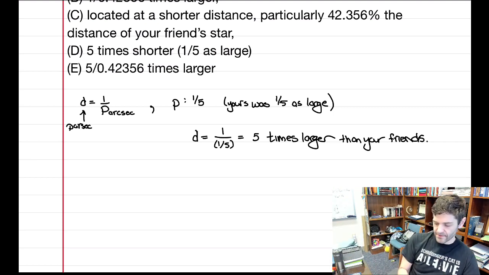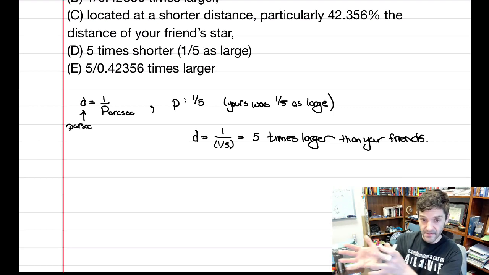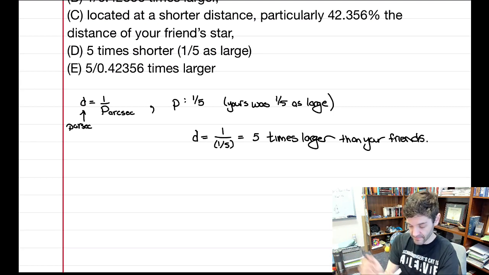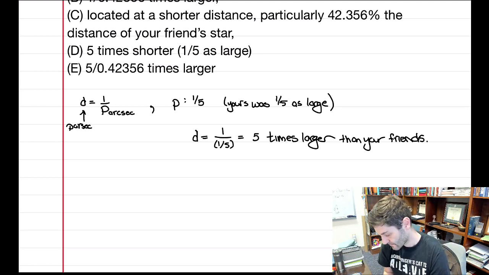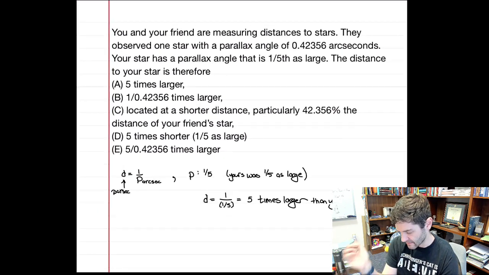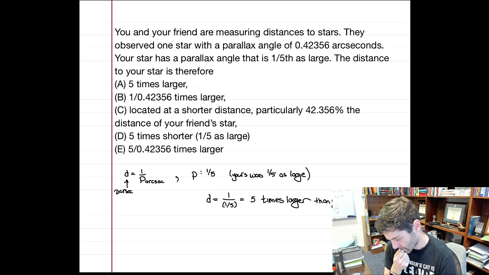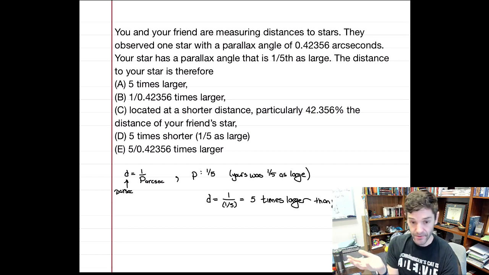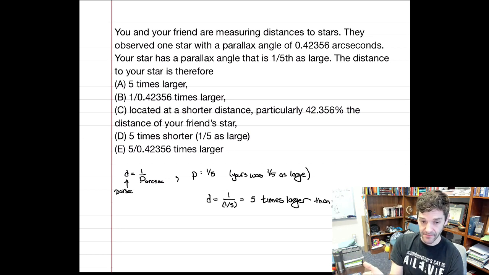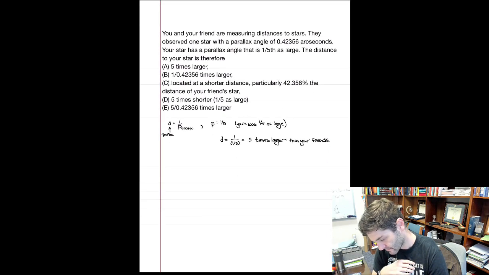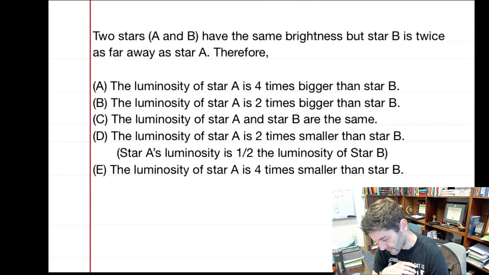Right, the factor, your parallax angle is 1/5 as large. As a result, your distance is 5 times larger. And again, notice we did not have to plug in anything messy. And if you actually wanted to calculate the exact values of their distances, you would notice that they're related by a factor of 5, of course. All right, last one.